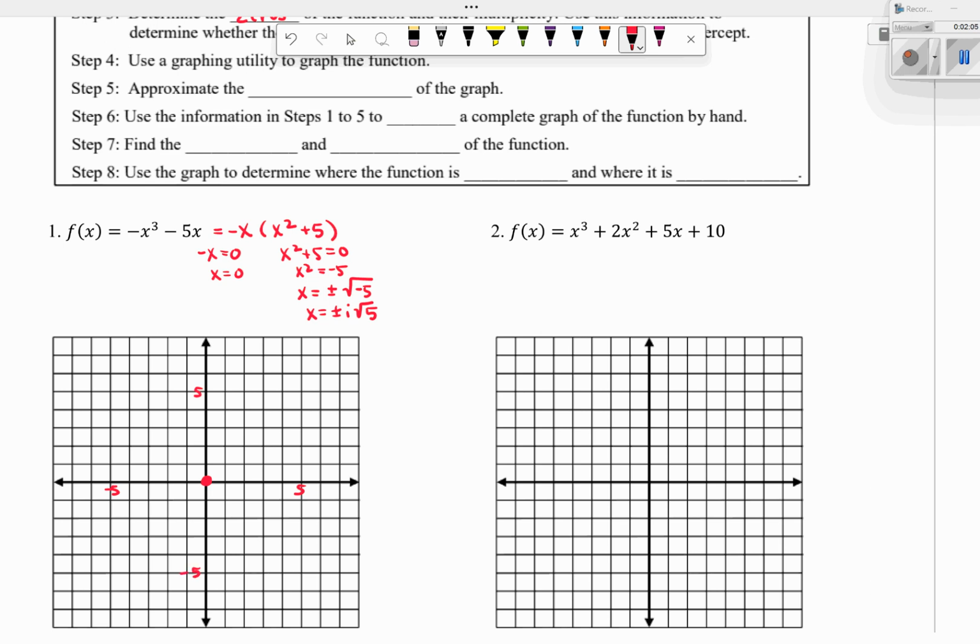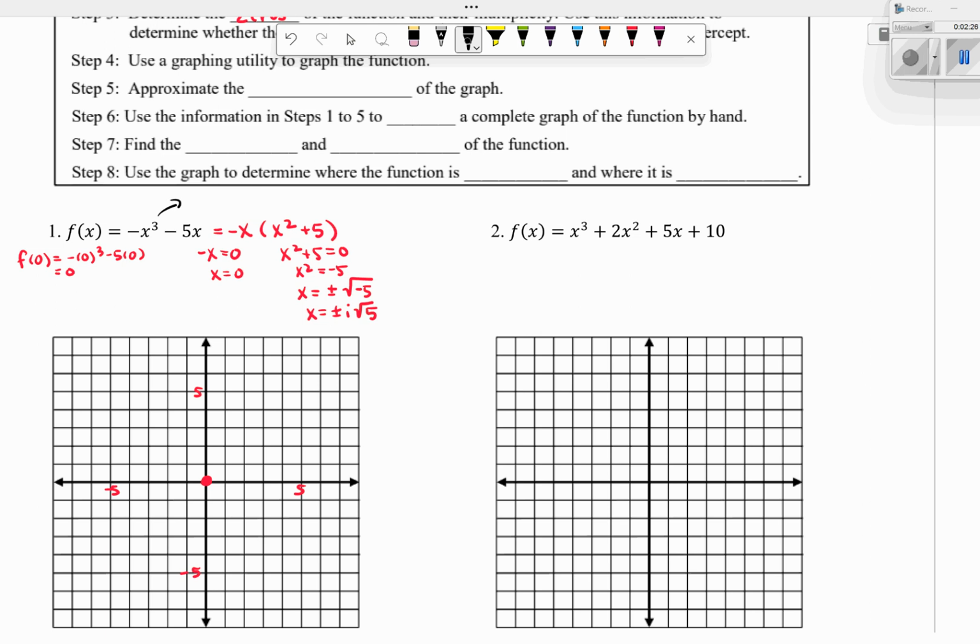And so for this one, if you have an x-intercept at 0, that means your y-intercept has to also be 0. But if you're unsure, you could always plug 0 into your equation to solve. So you get negative 0 cubed minus 5 times 0, which gives us 0, which shows we have 0, 0 as our point.